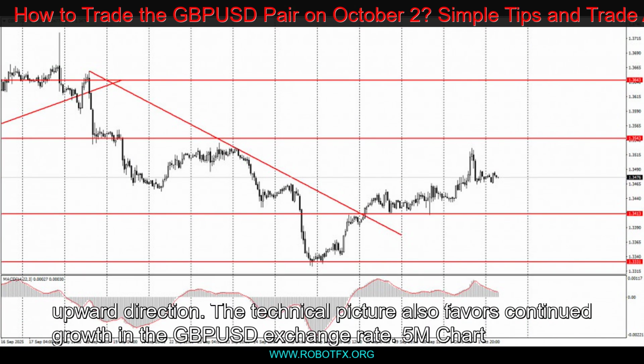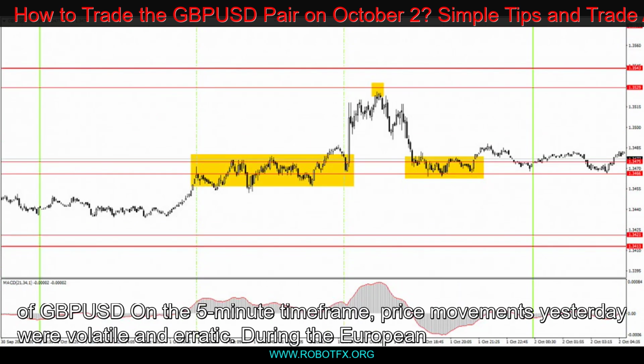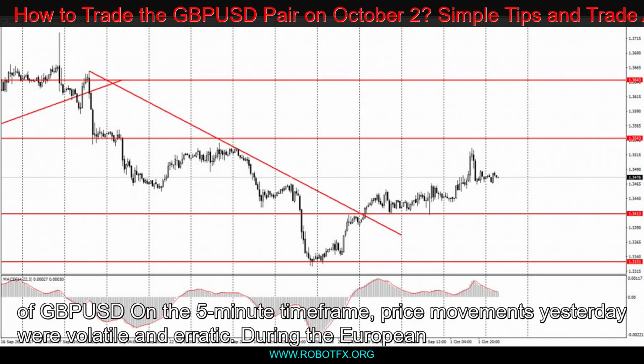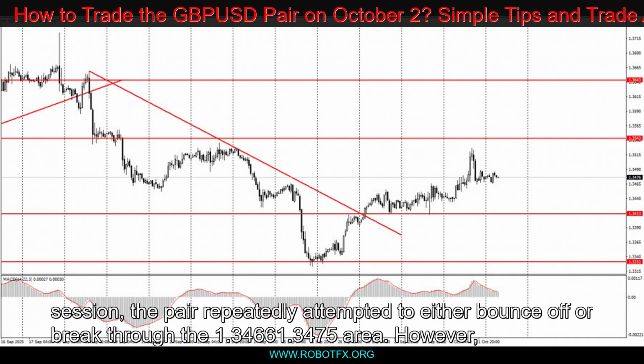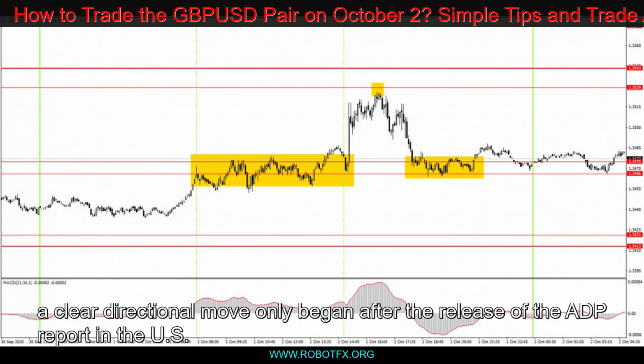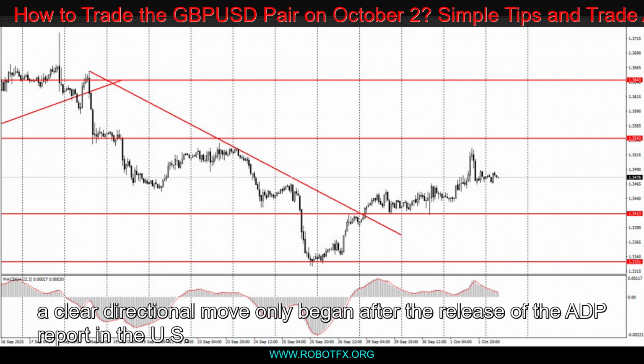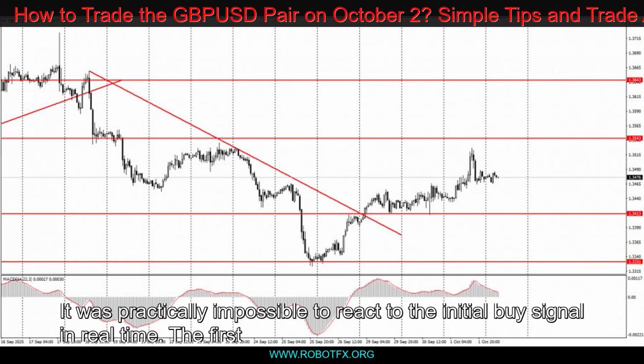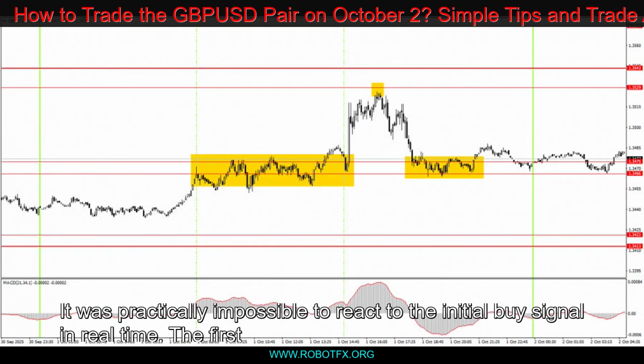The technical picture also favors continued growth in the GBPUSD exchange rate. 5M chart of GBPUSD on the 5-minute time frame. Price movements yesterday were volatile and erratic. During the European session, the pair repeatedly attempted to either bounce off or break through the 1.3466-1.3475 area. However, a clear directional move only began after the release of the ADP report in the US. It was practically impossible to react to the initial buy signal in real time.